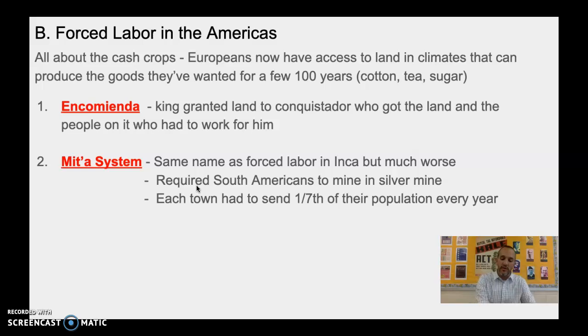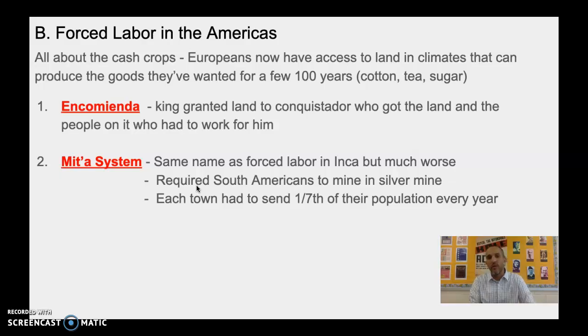So the conquistador gets the lands, and the native people on that land have to work for him. They can't be bought and sold, but they have to harvest or provide so many crops. That's called the encomienda system. That's mainly, we're going to see that in Mexico.